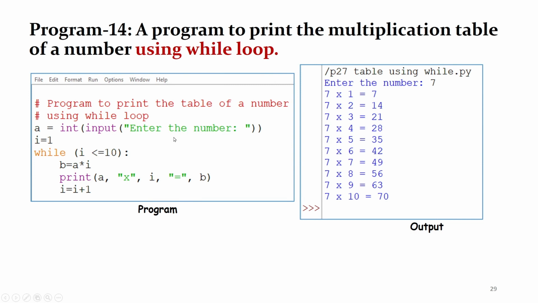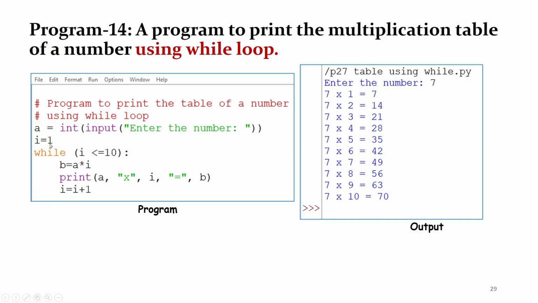Now just look at the example. It's a program to print the multiplication table of a number using the while loop. Here I have written this question as a remark: program to print the table of a number using the while loop. A is equal to integer input, enter the number. I am accepting the number of which I need the table to be printed in A.